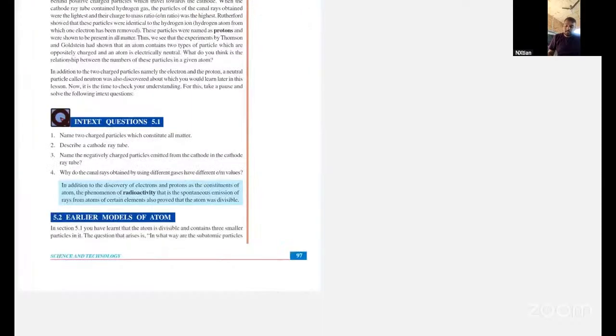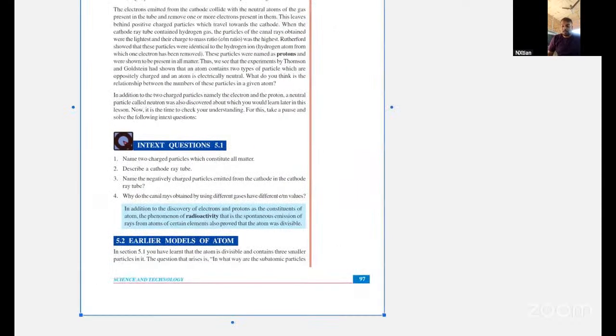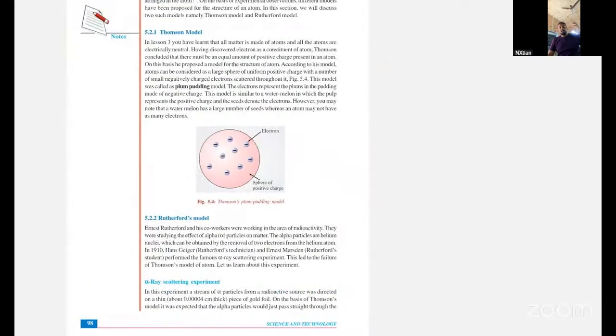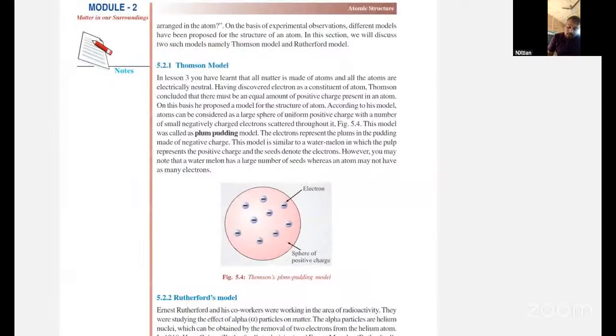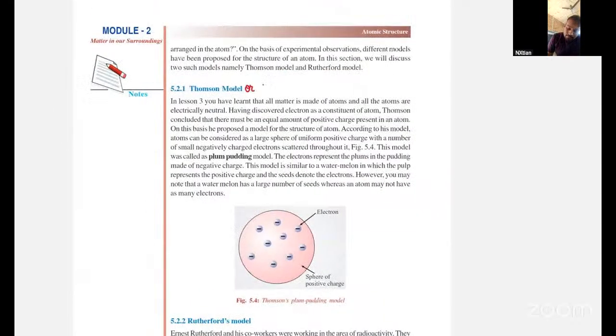So first is again Johnson baby, I mean J.J. Thomson. He gave the first model, and the first model is the Thomson model. If you have books, you can write it down like this also. It is also called the watermelon model. Sometimes it is called the watermelon model, sometimes the plum pudding model.